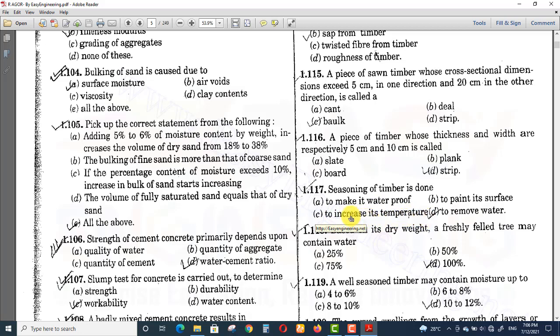This doesn't make any sense, right? So option D is to remove water, or to remove the moisture content, or to remove the shape. So the right option is to remove water, option number D.